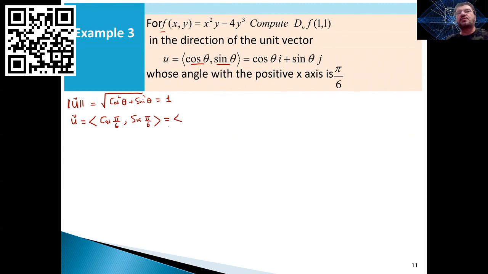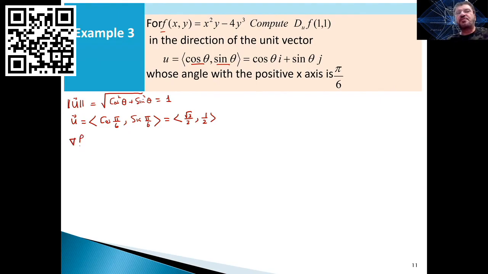And this is equal to: cosine pi over 6 is the square root of 3 over 2, sine pi over 6 is half. Check it, you would find that also this vector is a unit vector. Take the magnitude, you get 3 over 4 plus 1 over 4, which is 4 over 4, and it's a unit vector. Perfect.